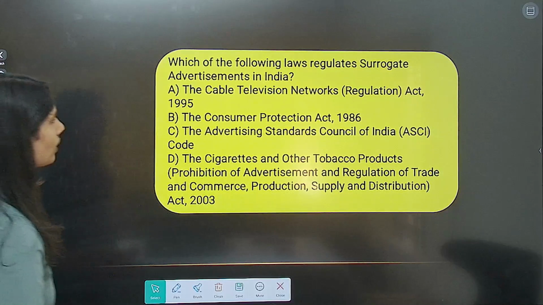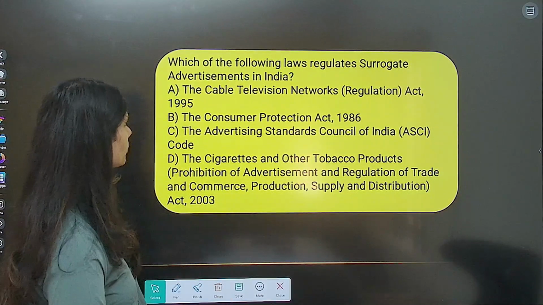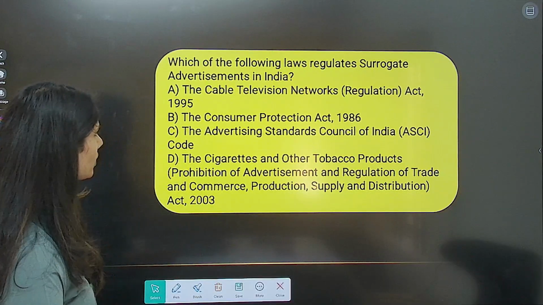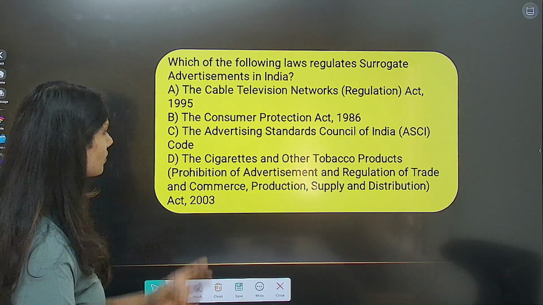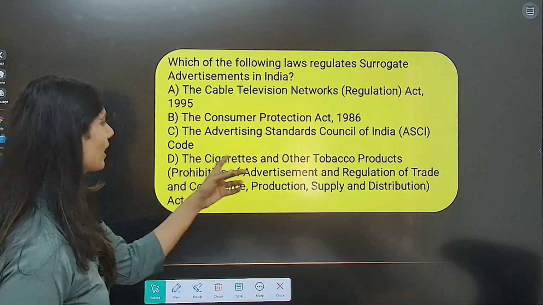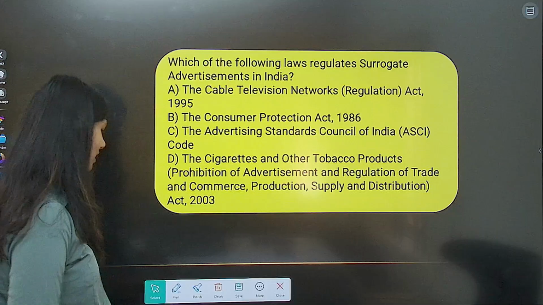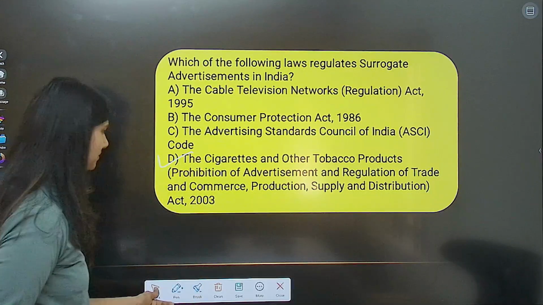Which of the following laws regulates surrogate advertisements in India? Cable Network Television Act 1995, Consumer Protection Act 1986, Advertising Standards Council, or the Cigarettes and Other Tobacco Products Prohibition of Advertisement and Regulation of Trade, Commerce, Production, Supply and Distribution Act of 2003. The answer is D.